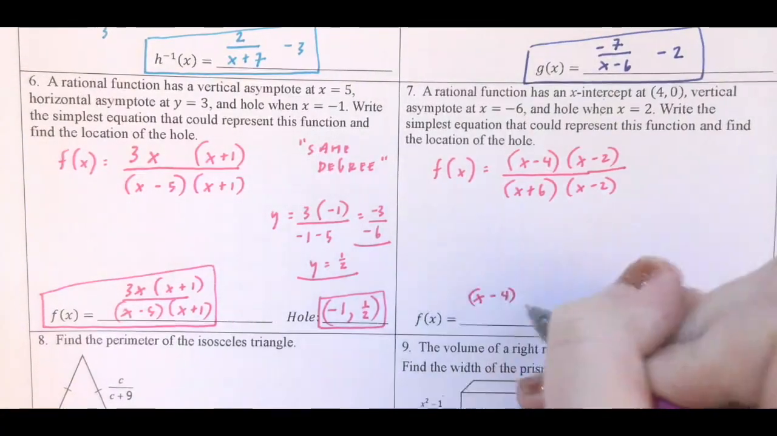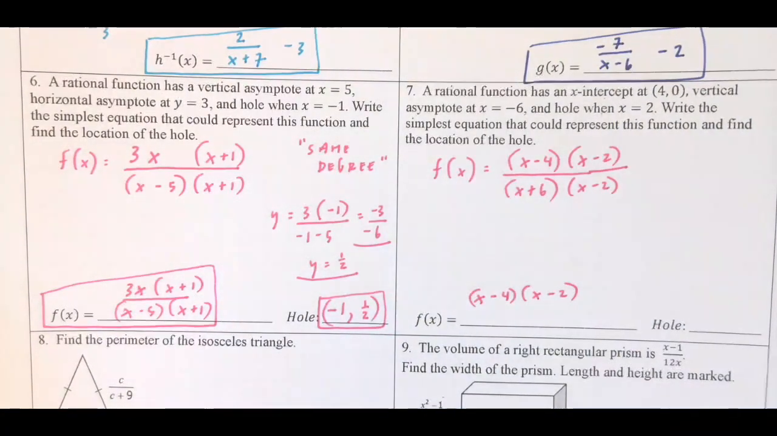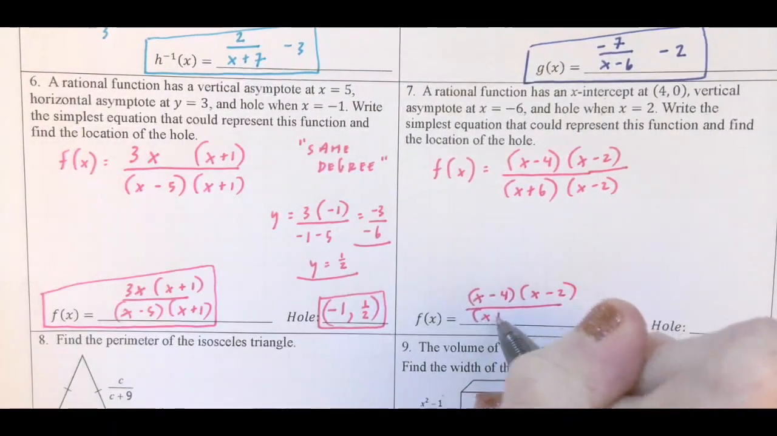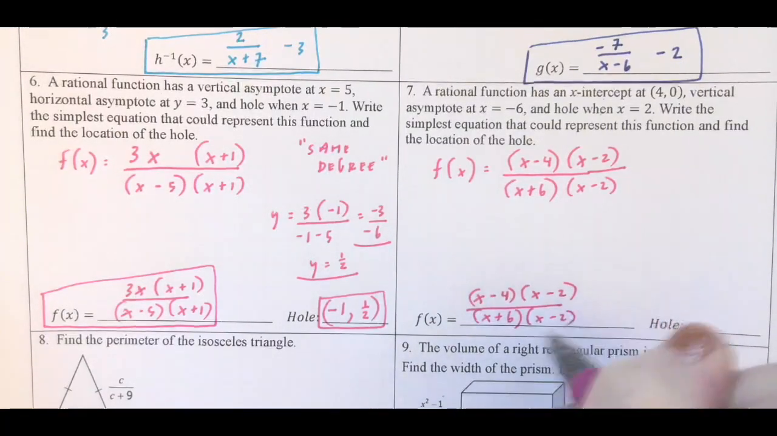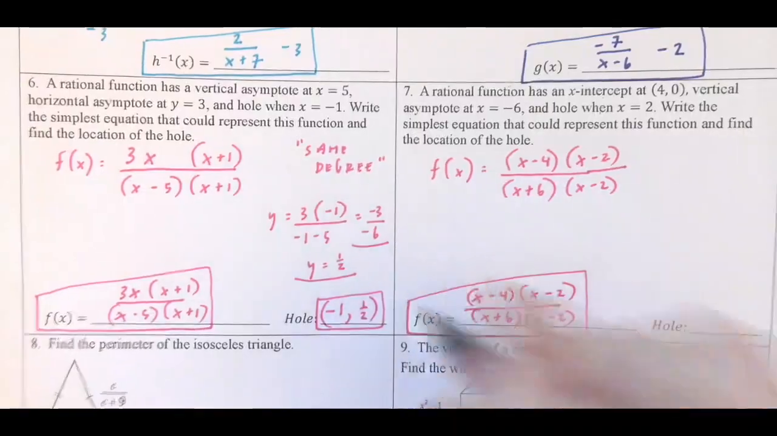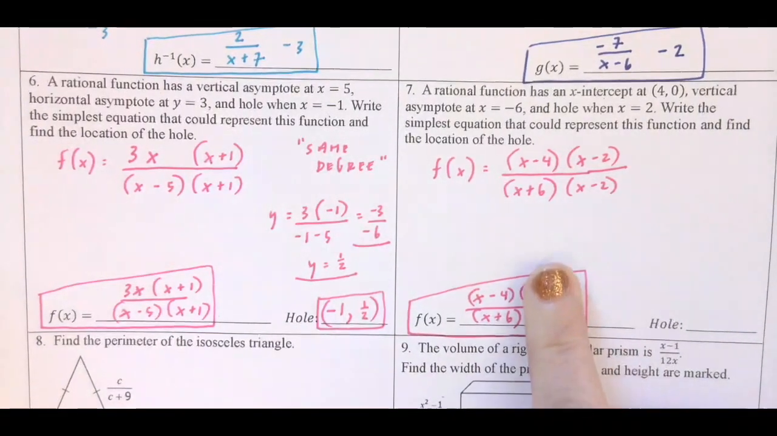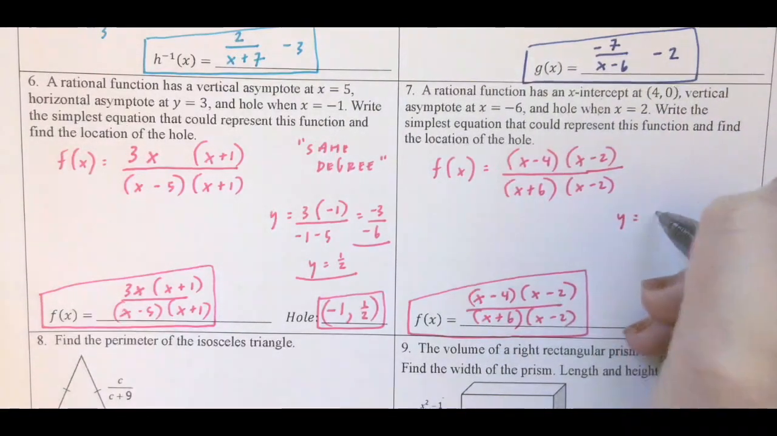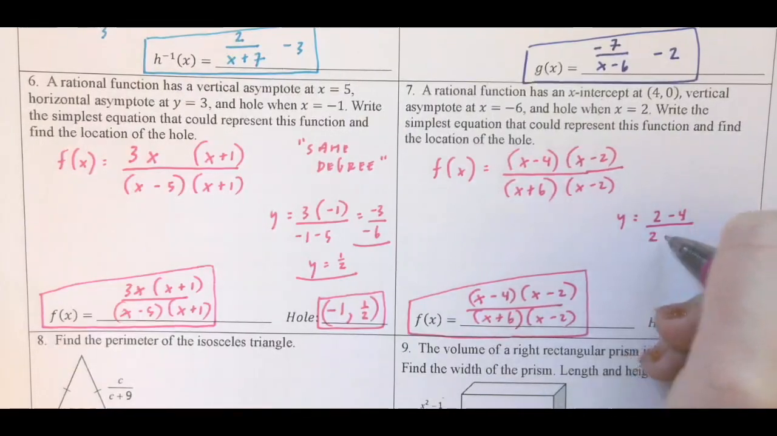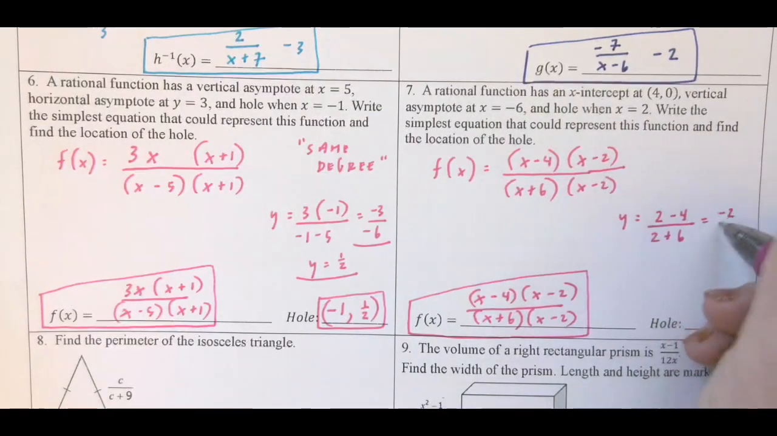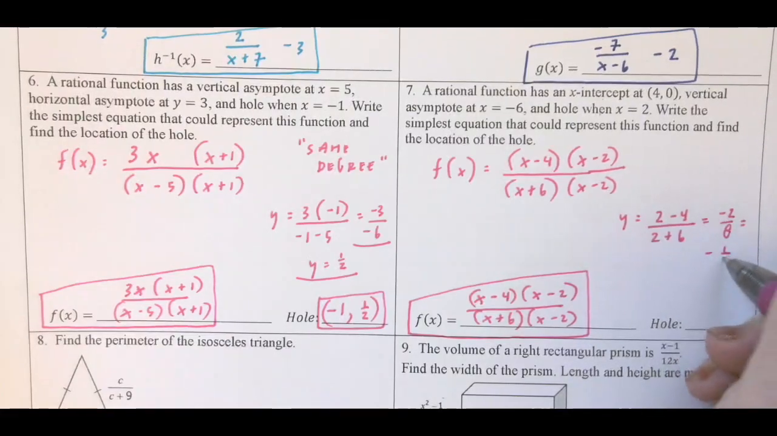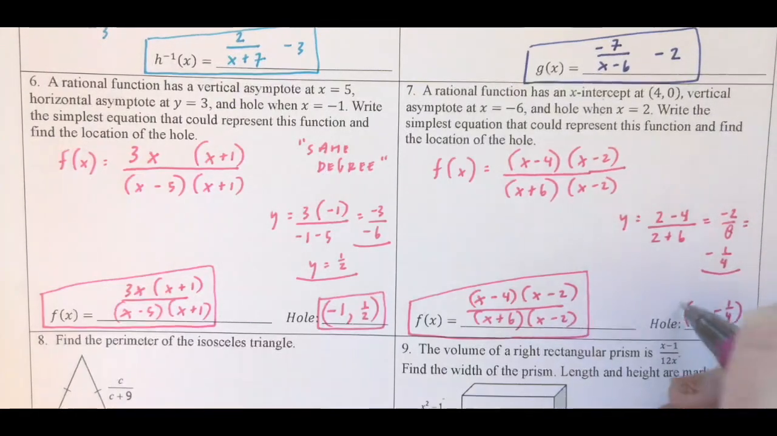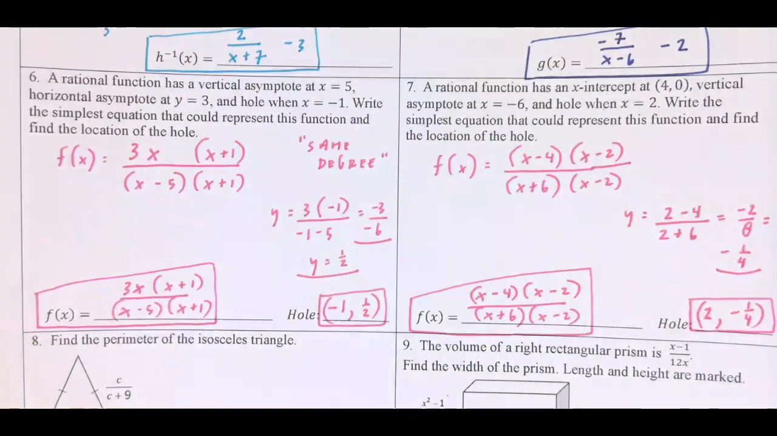So here I'm just going to transfer that down into this space. So my function f is x minus 4 times x minus 2 over x plus 6 times x minus 2. Okay, and if I actually look for the hole, I'm going to look at it in its reduced format and plug in the 2. So y would equal 2 minus 4 over 2 plus 6. So -2 over 8 becomes -1/4. So my hole would be at 2 comma -1/4. All right, 2 more problems and we're done.